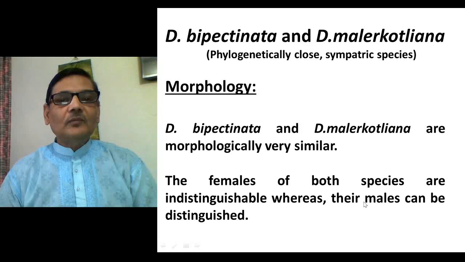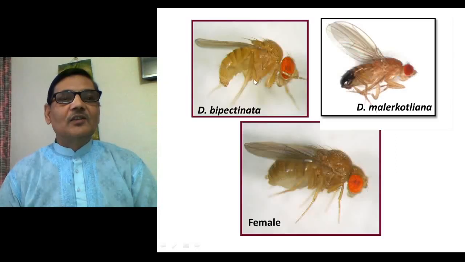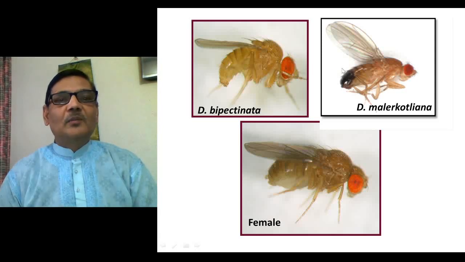You can see this in this diagram. This one is the male of Drosophila bipectinata. This is the male of malerkotliana. In malerkotliana, the abdominal tip of the male is black in color, whereas the abdominal tip in bipectinata is brownish, not black at all. So this is one morphological feature on the basis of which we can identify the males of these two species.